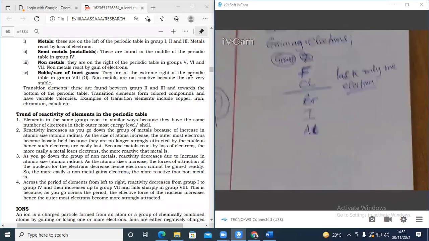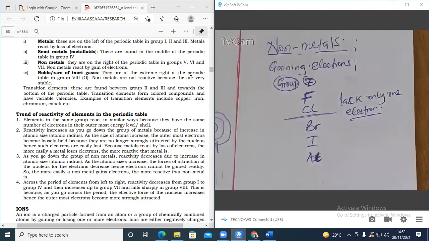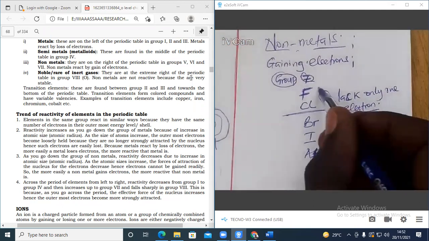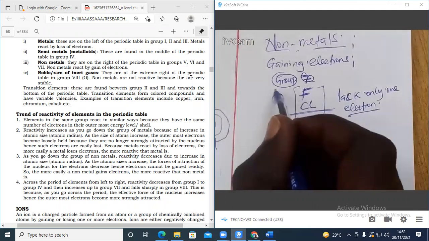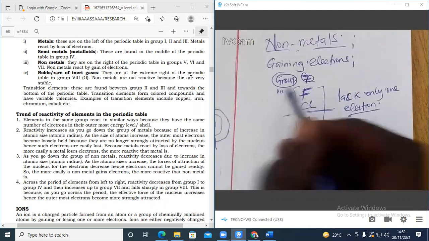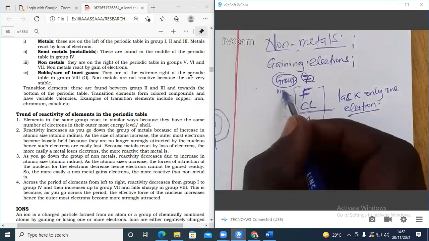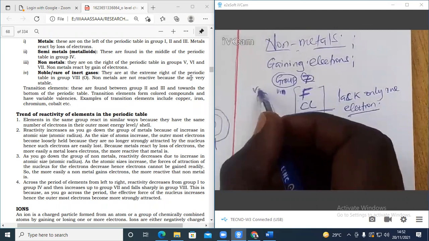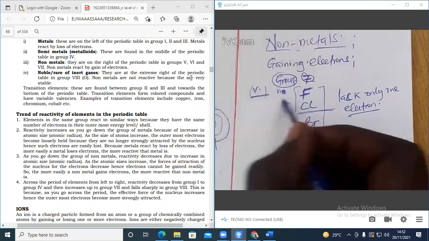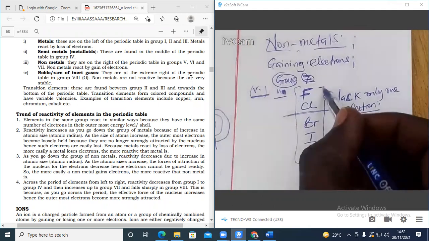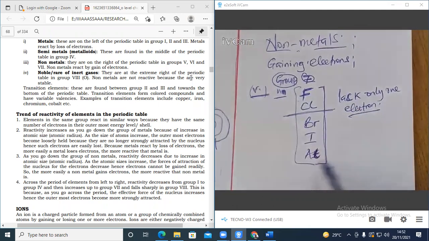Then also when you come to group 7, since they only lack one electron to be full, they are more reactive than group 6 elements. They are more reactive than group 5, like that. So group 5 are less reactive, group 6 are less reactive, but the most reactive are group 7 elements because they only lack one to be full.